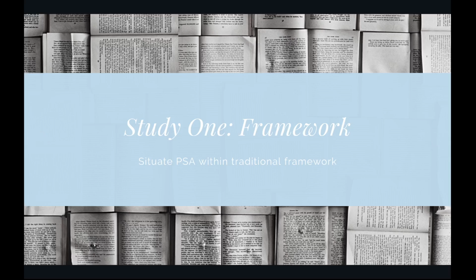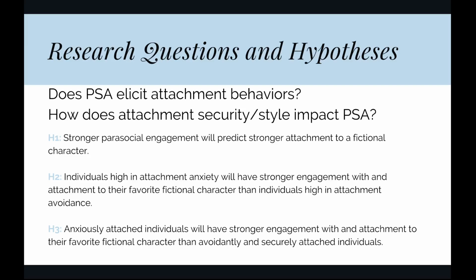I conducted 2 studies for my IS. The first study focused on the framework of parasocial attachment. My research questions were, does parasocial attachment elicit attachment behaviors, and how does attachment style impact parasocial attachment? For this study, I created my own measure for parasocial attachment that captures the attachment behaviors of proximity seeking, secure base, and separation protest. For parasocial attachment, proximity seeking would include rewatching favorite TV shows. Secure base would include watching favorite shows or reading favorite books when you're feeling stressed or in a bad mood, and separation protest would include being upset at the idea of your favorite character dying.